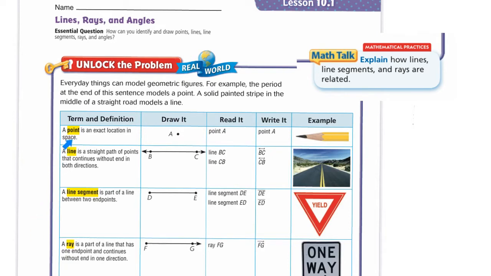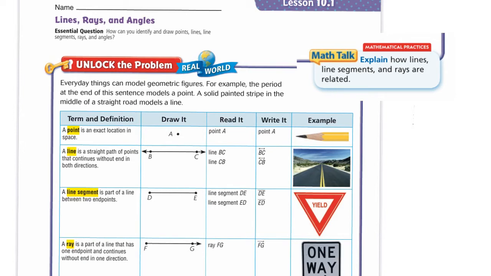Let's look at our first definition right here, which is a point. A point is an exact location in space. And I really like these columns because it gives you a picture of how it would be drawn in a model, how you would read it and write it out, and then an example. So this little tip of the pencil here, if you were to put that on paper, it would create a point.